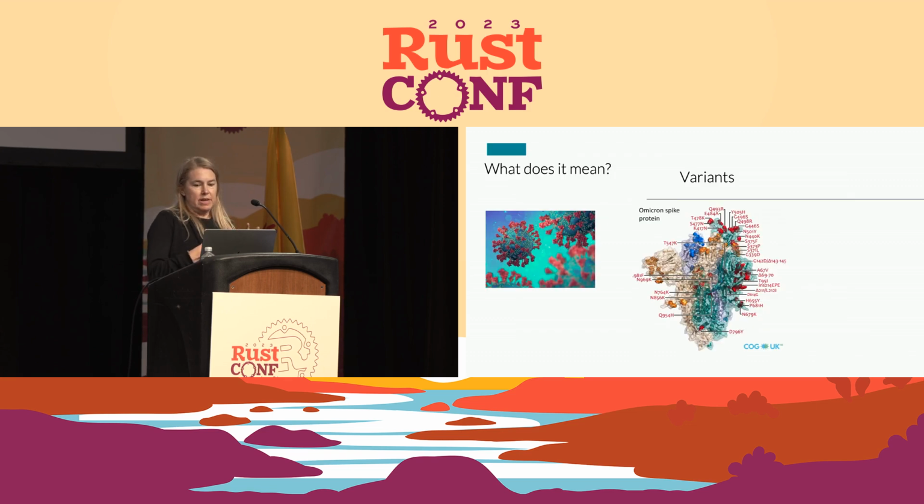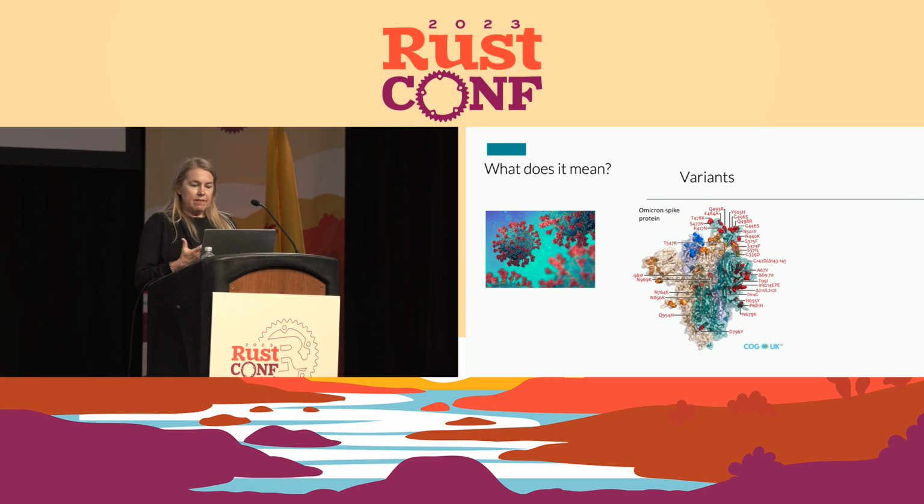So what does it mean? On the left, we can see a picture of SARS-CoV-2, which we are often shown in the UK on the television. And the red blobs on the outside are actually a spike protein, which is a protein which attaches to our receptors on our cells.